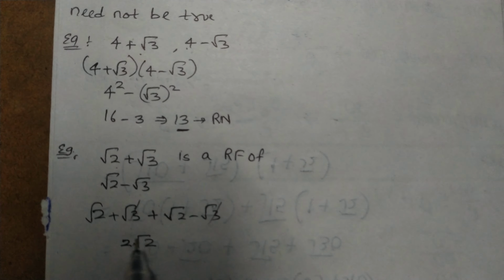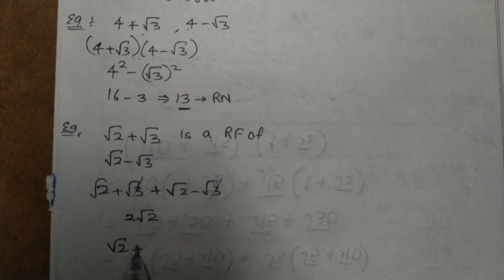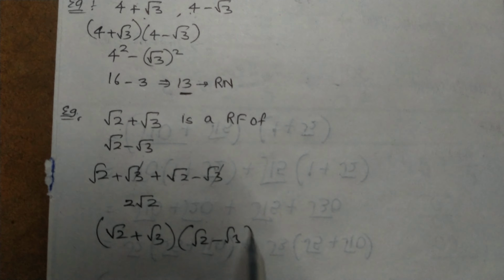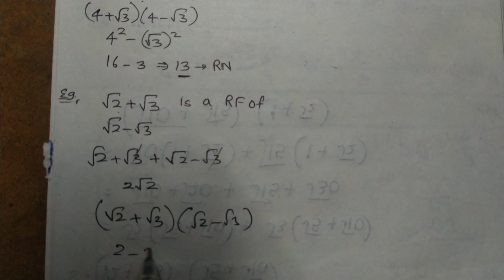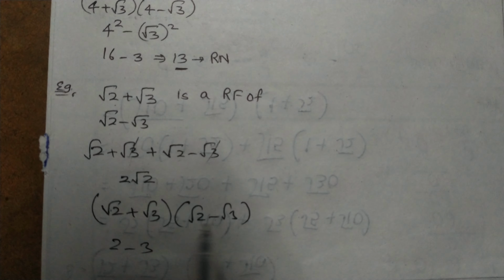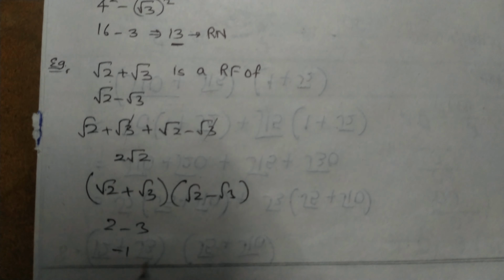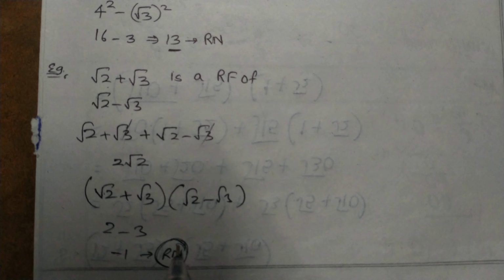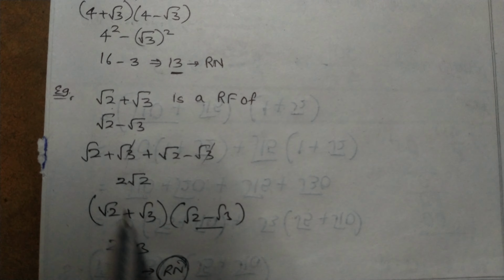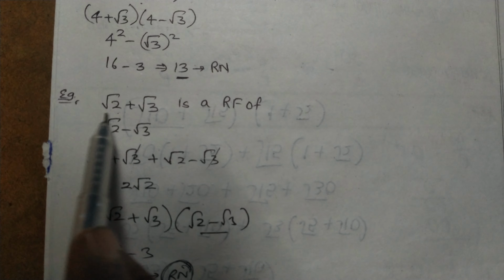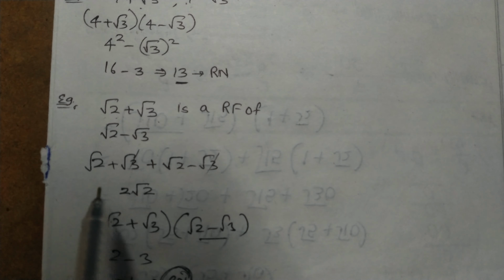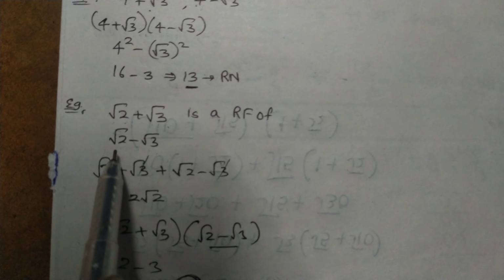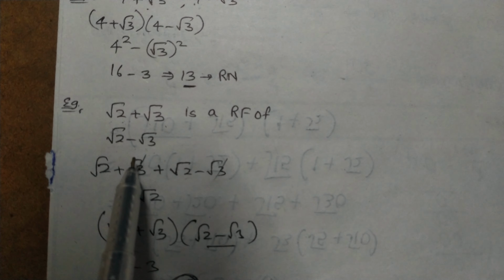But if you do multiplication, what you are going to get? 2 minus 3 only, because root 2 whole square minus root 3 whole square, you are going to get minus 1, which is a rational number. If this is a rational number, then automatically root 2 plus root 3 is a conjugate of root 2 minus root 3. Yes, it is a conjugate. Are you able to understand?